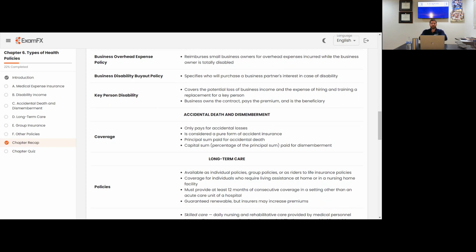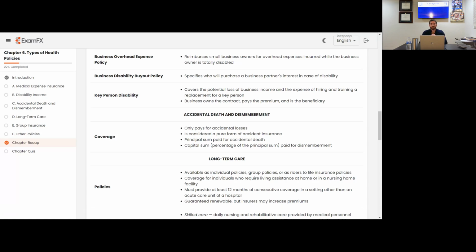Business overhead expense reimburses small business owners for overhead expenses incurred while the business owner is totally disabled. So you can get this policy where if the business owner is disabled, maybe it's loss of income, loss of revenue, you're not able to provide the services that you're typically able to provide as a business owner. They'll reimburse business owners for the necessary overhead expenses incurred during this disability.